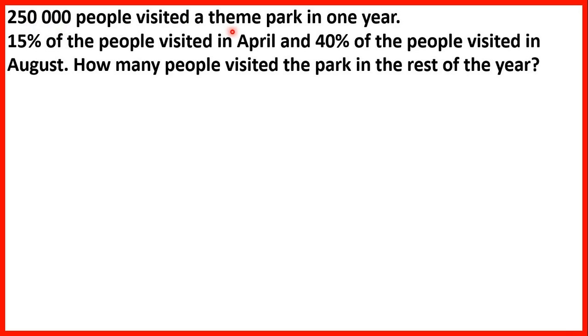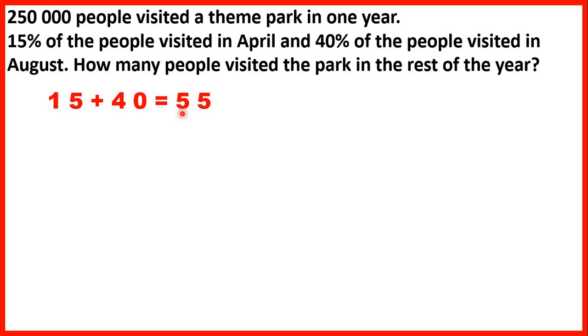250,000 people visited a theme park in 1 year. 15% of the people visited in April and 40% of the people visited in August. How many people visited the park in the rest of the year? So we know that 15% visited in April and 40% in August.